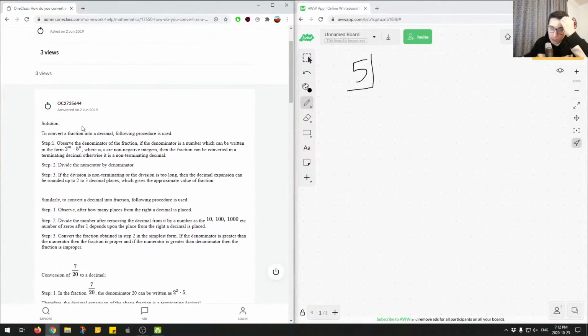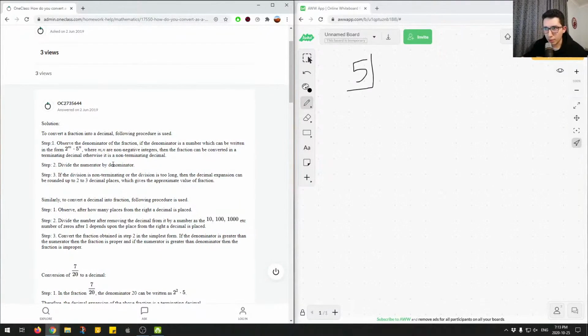So let's look at the Junior Tutor solution to get some idea on what the question is asking. So here we're given steps. Step 1, observe the denominator of the fraction. If the denominator is a number which can be written as 2^m times 5^n, and m and n are non-negative numbers, then the fraction can be converted into a terminating decimal, otherwise it is a non-terminating decimal. So they give you a simple trick to determine if the decimal is terminating or non-terminating. Non-terminating means that the decimal places just go on forever. Terminating means that at some point the numbers after the decimal point stop.